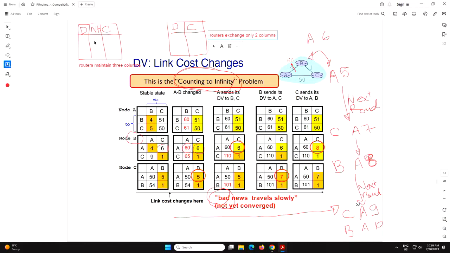Okay, so they exchange only 2 columns. They do not exchange the next hop. That's the source of the problem. And that's why B doesn't have the necessary intelligence to detect that this attractive cost advertised by C is not valid.